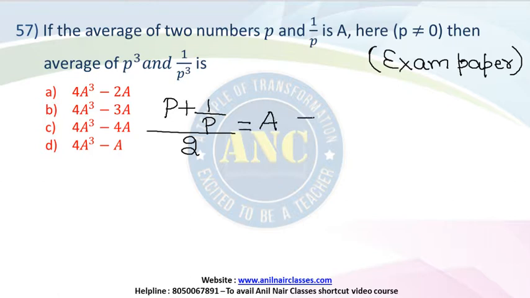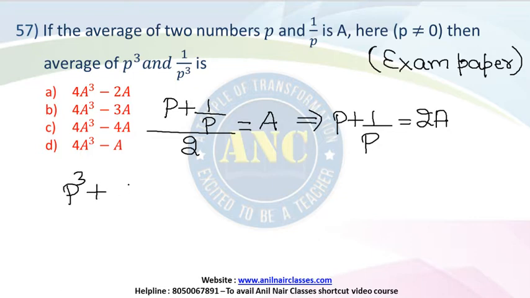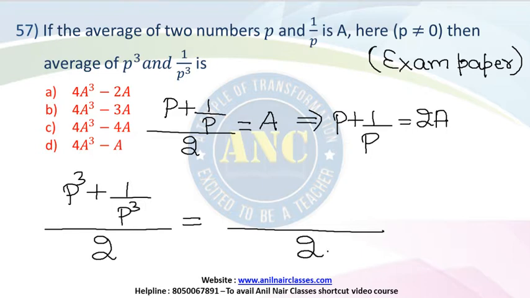That means from this can I say p plus 1 by p is nothing but 2 times of a, right? Find the average of p cube plus 1 by p cube. That means p cube plus 1 by p cube whole thing divided by 2. This is what they are asking. Now first of all, this divided by 2 will be as it is, right? Now I know the value of p plus 1 by p as 2a.